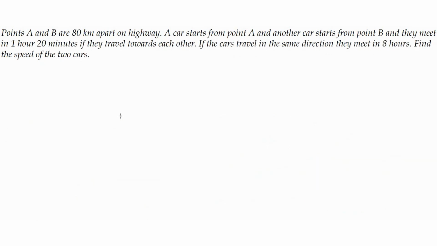Okay, points A and B are 80 kilometers apart on a highway. A car starts from point A and another car starts from point B, and they meet in 1 hour 20 minutes if they travel towards each other. If the cars travel in the same direction, they meet in 8 hours. Find the speed of the two cars. So again, let's make a nice diagram for both the conditions, and then we will frame our equations.